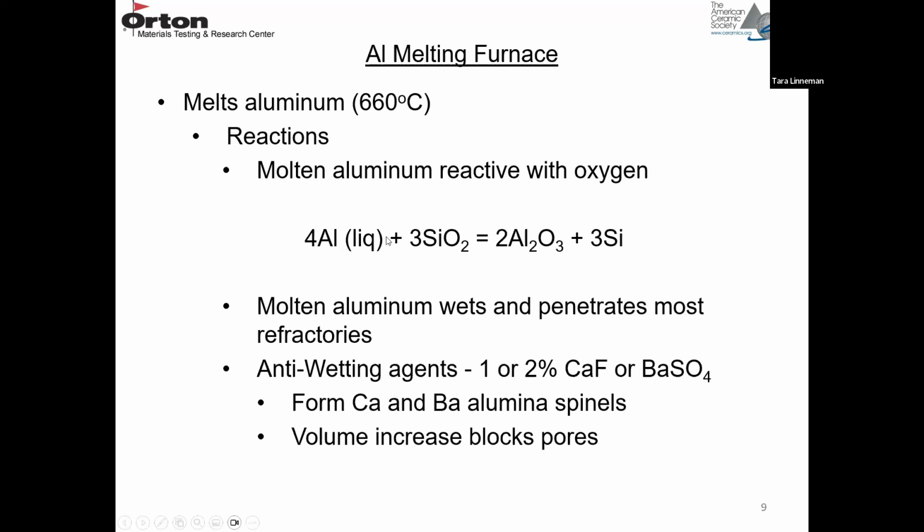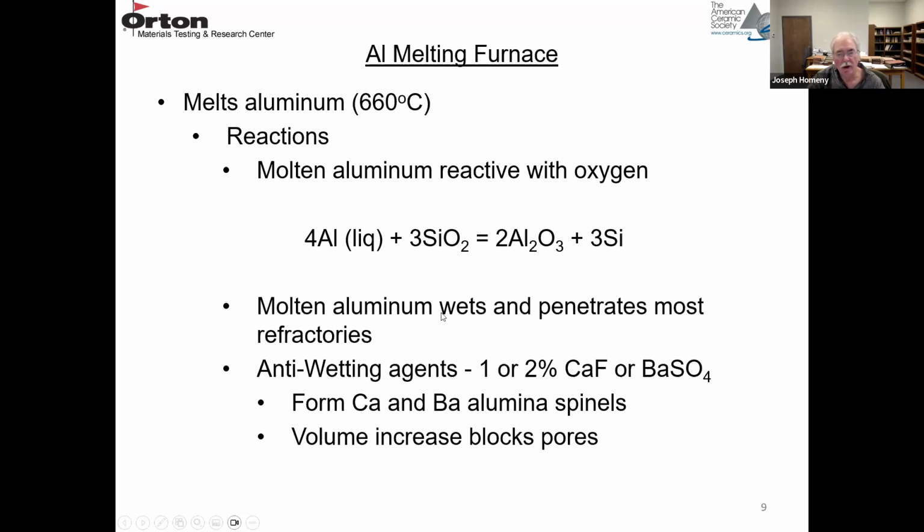So the free energy change for these reactions, the aluminum metal has a very low free energy of formation, especially compared to SiO2. So it wants to strip the oxygen off of the SiO2 and form Al2O3.